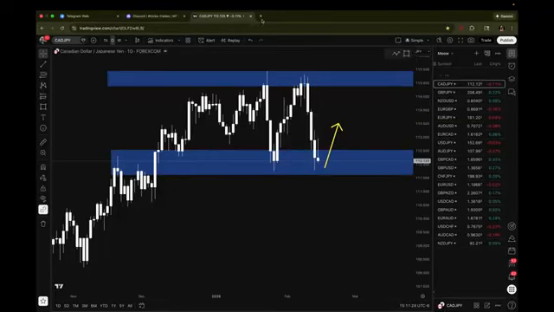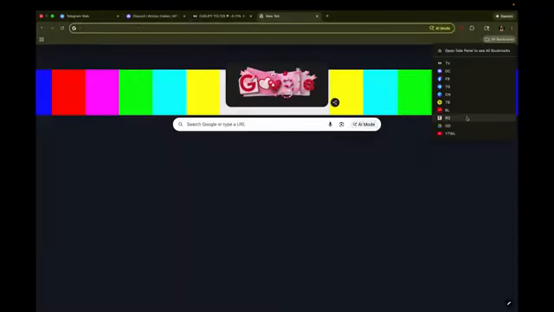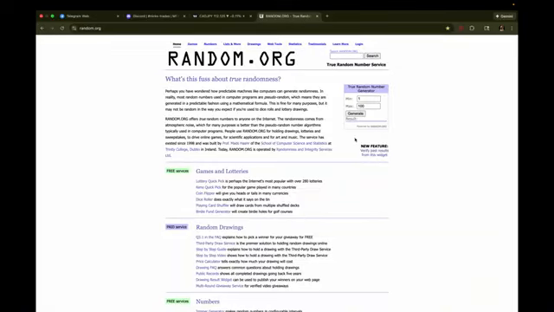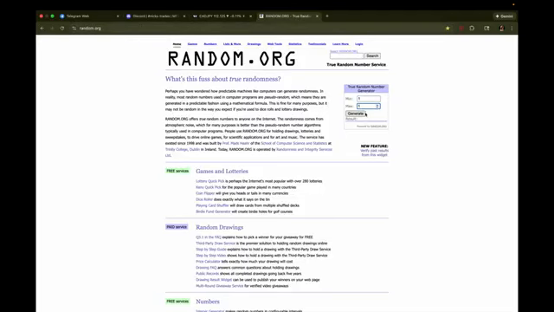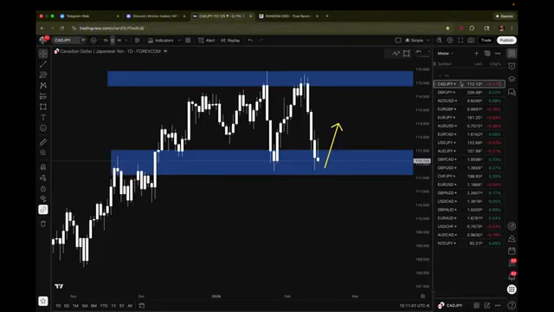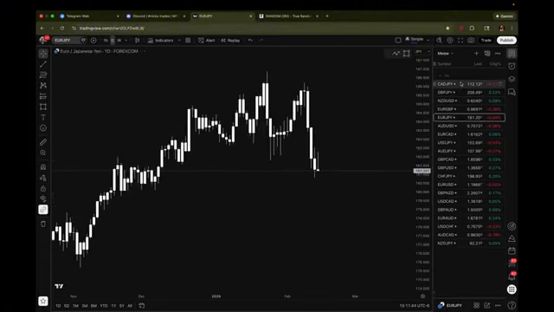The first thing that I do is I go to what's called random.org. It is a random number generator, and it allows me to pick a number between 1 and whatever I want. Since I have about 24 pairs here that I trade, I just pick a random number between 1 and 20. Then I hit generate, and it takes me to number 6. So then I count down from the top, 1, 2, 3, 4, 5, 6.